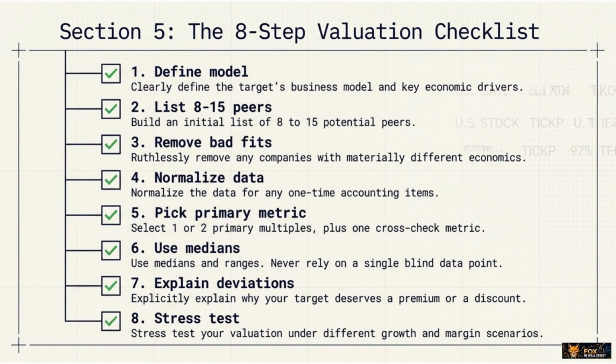Step 4, normalize the data for any one-time items. Step 5, select 1 or 2 primary multiples, plus 1 cross-check metric just to be safe. Step 6, use medians and ranges. Never rely on a single blind data point. Step 7, explicitly explain why your target actually deserves a premium or a discount. And finally, Step 8, stress test your valuation under a few different growth and margin scenarios.